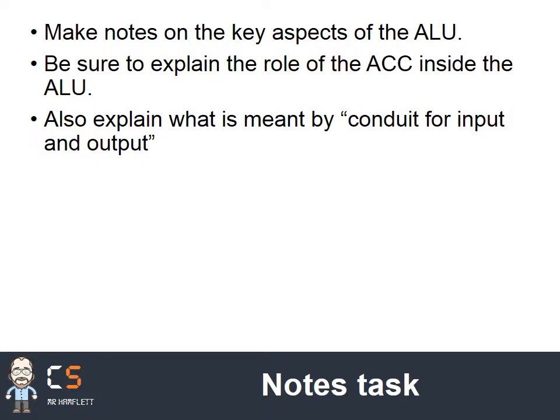So pause time. Now's the time to make some notes on the key aspects of the ALU. Okay, it's really important you understand and get detailed notes on the ALU. Make sure you explain the role of the accumulator inside the ALU, so how it's used in calculations, and also explain what we mean by conduit for input and output. The last point is really important, because most students kind of forget what we mean by it. Okay, because it's a bit of a weird one. It's not something that we're normally used to, so it's important to have notes on it.